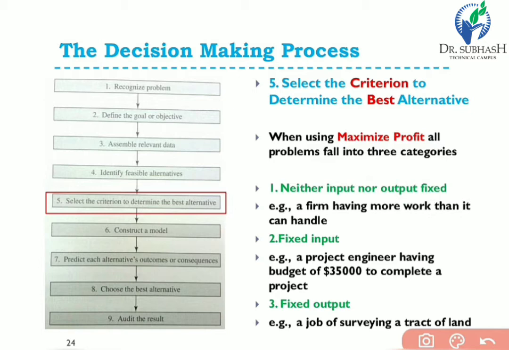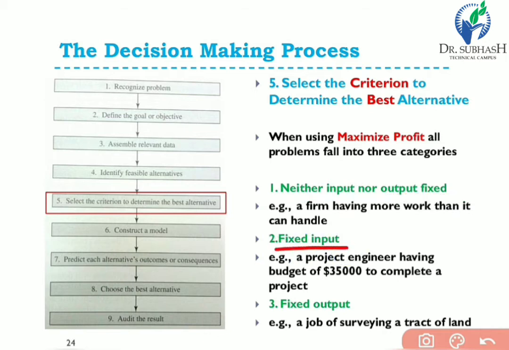First one is neither input nor output fixed. It means that input and output are unbounded. There is no input limit and no output limit. Here is an example: a firm having more work than it can handle. It means that we have more work than we can do.